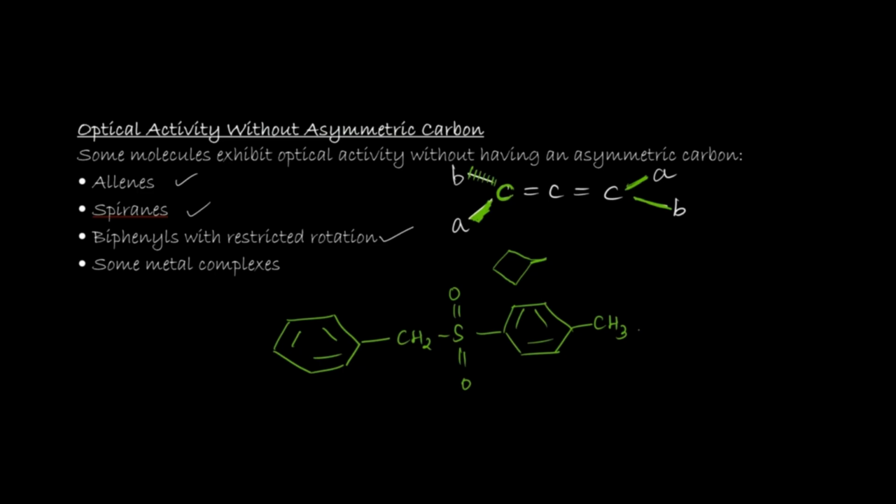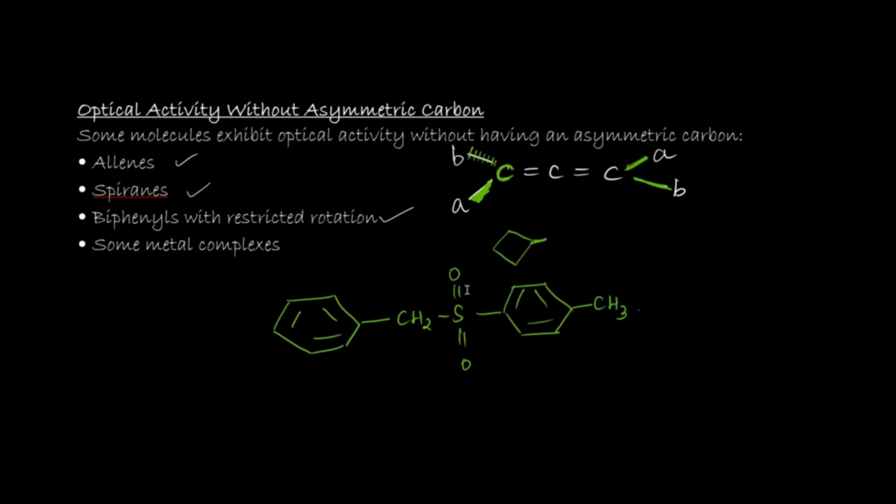So these are having biphenyls, but the carbon that becomes optically active because of the tetrahedron shape, because the attached groups are different. Some metal complexes, we'll see that in the coordination chemistry chapter. Point to be noted here is allenes, spiranes and biphenyls are optically active even though they do not have an asymmetric carbon.